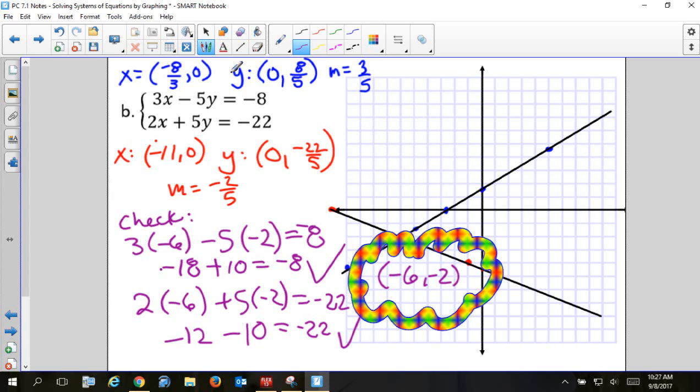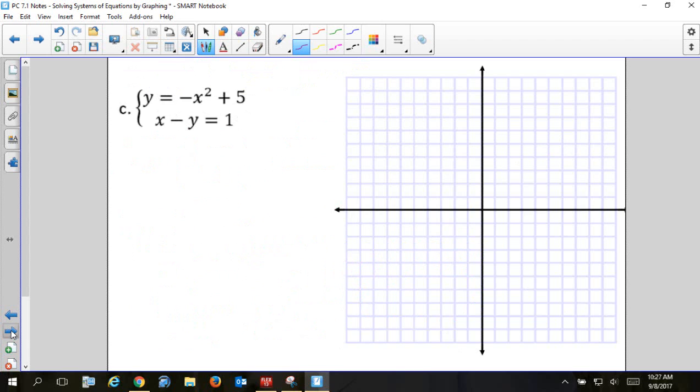You ready to go on? Next one is not a line. What do we got? Yeah, the second one is a line. The first one's quadratic. It's a parabola. And I've only given you questions that you should easily be able to use transformations with, the stuff that we just had a test on.